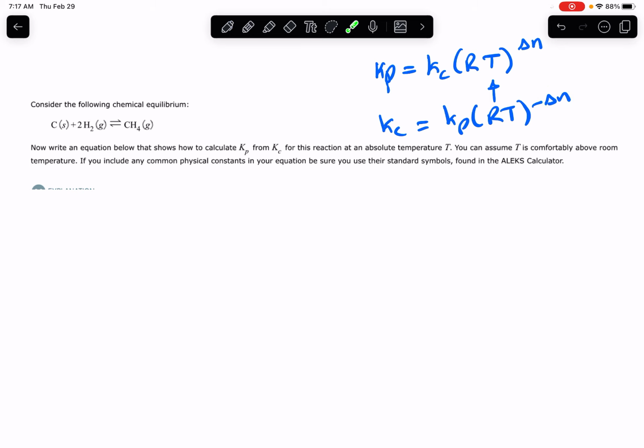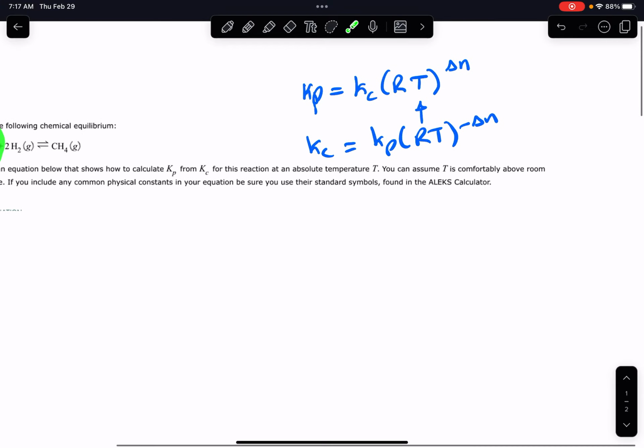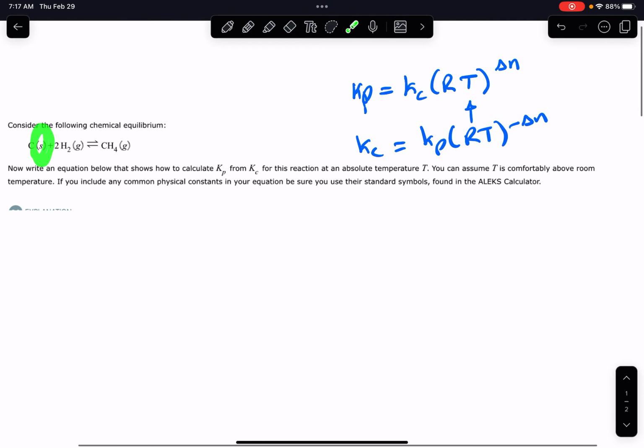And that's really straightforward. Change in n is the moles of products subtract the moles of reactants, so let me rephrase that. The moles of product gases subtract the moles of reactant gases. Now notice how I didn't circle this right here, because this guy right here is a solid, and we do not put solids into our equilibrium equations.